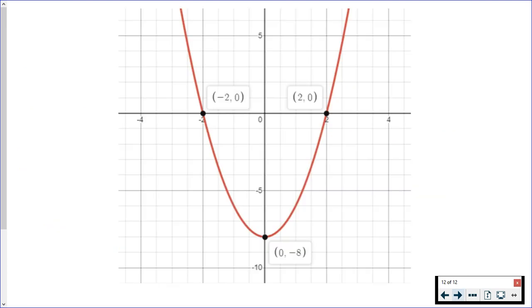I'll spare you the time of me trying to draw this and just show you what it would look like. Here are 2 x-intercepts at negative 2 and positive 2. And then down at the bottom is our y-intercept of negative 8.